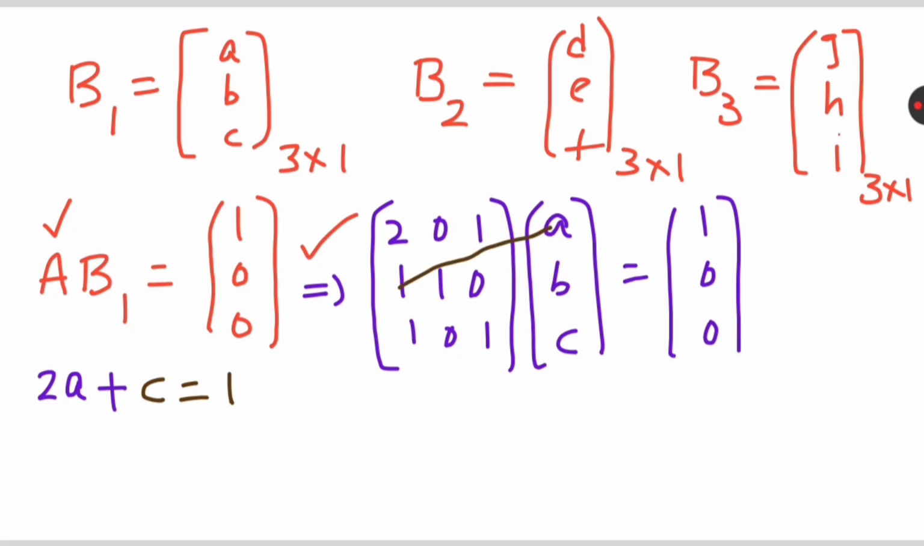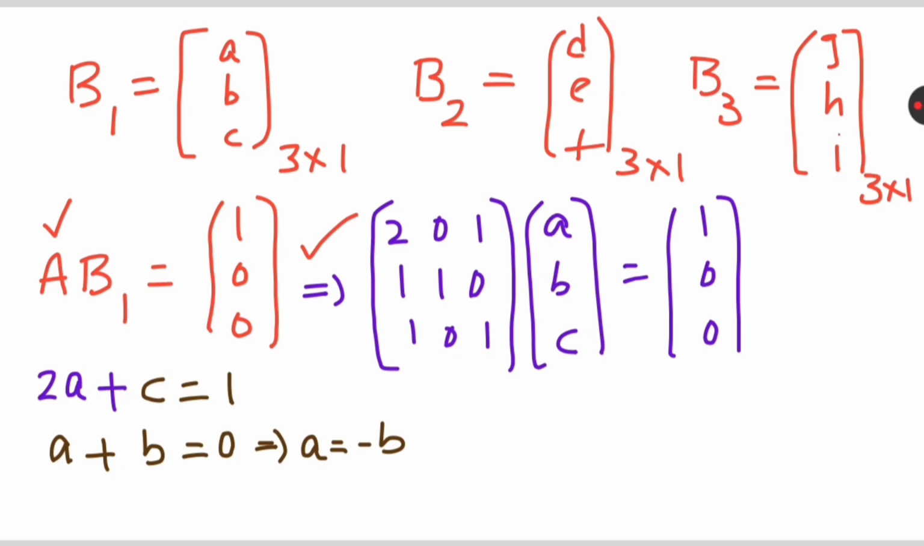1 times A, which is A, plus 1 times B, which is B, plus 0 times C, which is 0. So that is equal to the second row, which is 0. So from here we can say that A equals minus B.